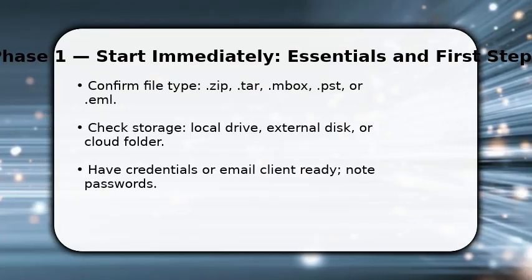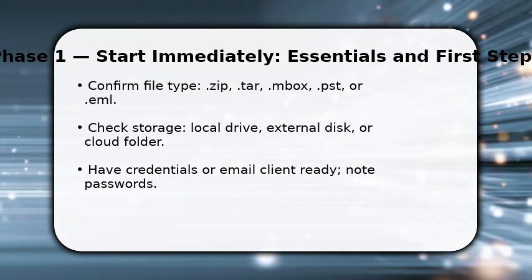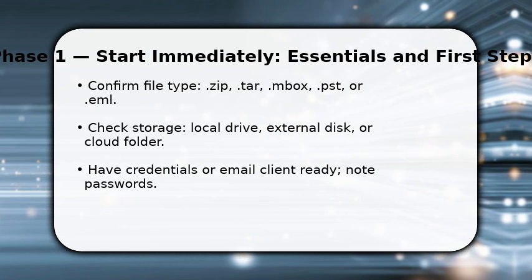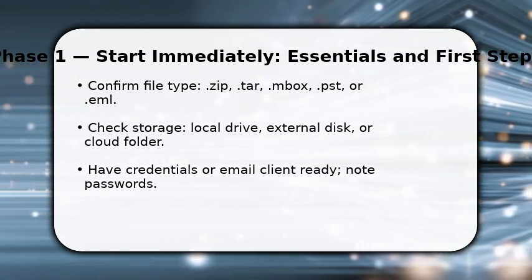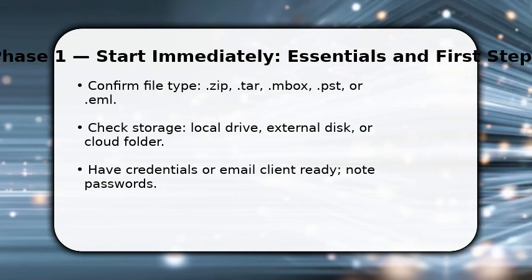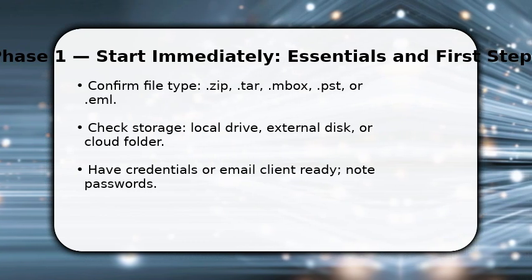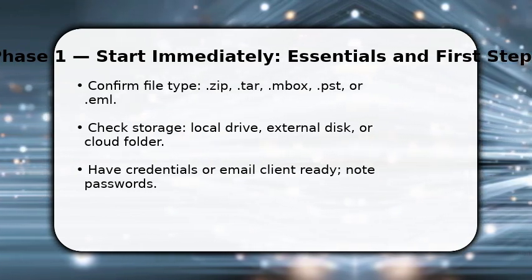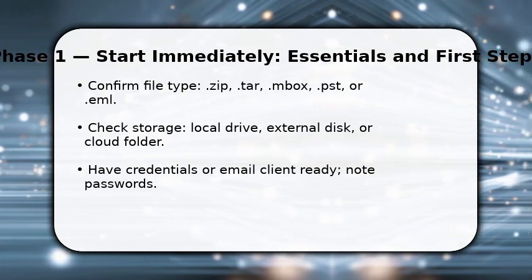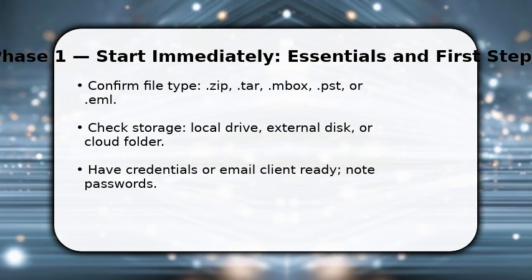You begin by identifying exactly what you have and why. This matters because different archive types open differently. Locate the file on your disk or cloud, then confirm whether you need an email client or extraction tool. Once done, make sure you have any passwords or account access handy. Without them, you may be blocked. If it's a large PST or MBOX, note available free space and expected size. This prevents mid-process failures and speeds the next steps.